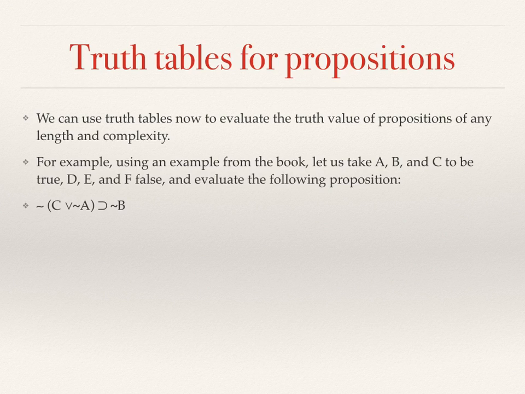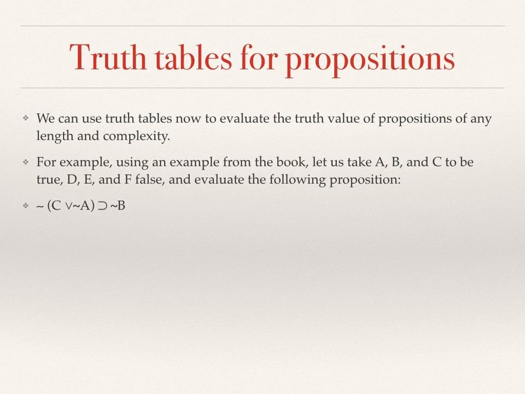implies not B. So the main thing to look at is, what is the main operator? The main operator is the horseshoe, because it's not within any brackets or parentheses. The only time the tilde or the negation sign is the main operator is when it's the only thing outside brackets and parentheses. Any other time, it's going to be the other operator that's outside brackets and parentheses. That's the main operator. So in this case, it's the horseshoe.